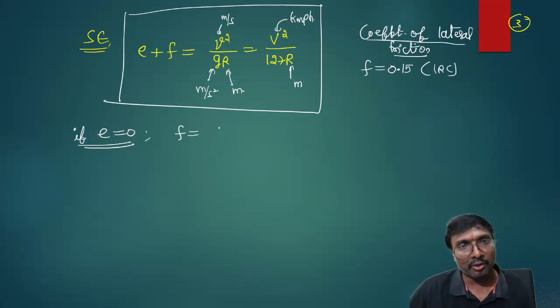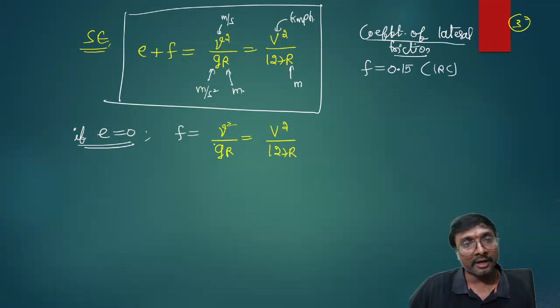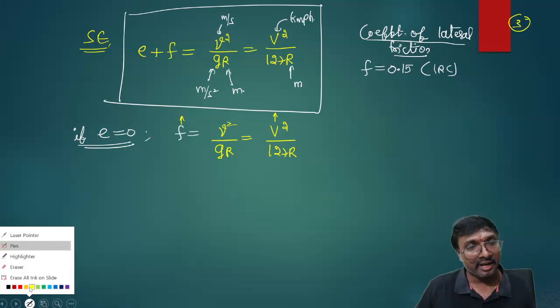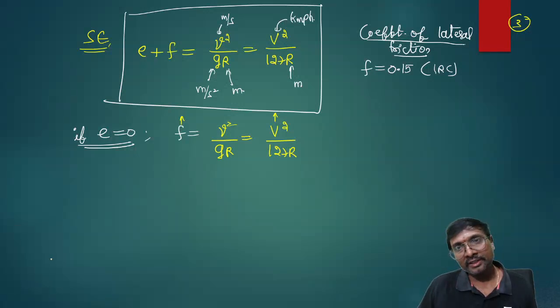So f equal to small v square by gr, or capital V square by 127 r. But is there a guarantee that as the speed increases, we have to increase the resistance, that is friction, also lateral friction? But as per IRC, are we allowed to provide any friction more than this 0.15? No.